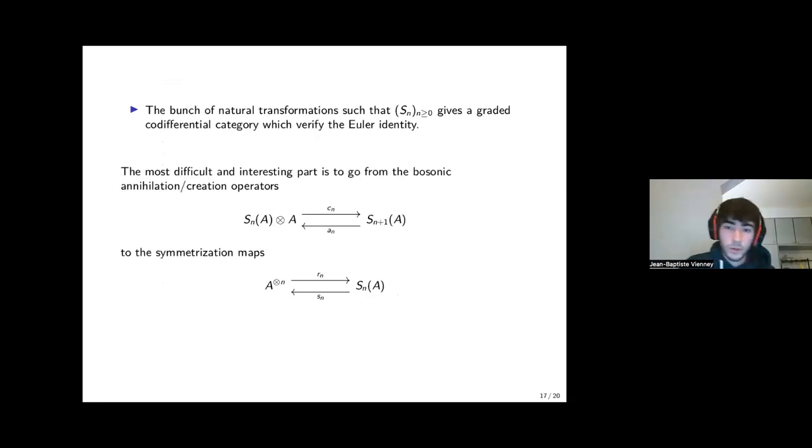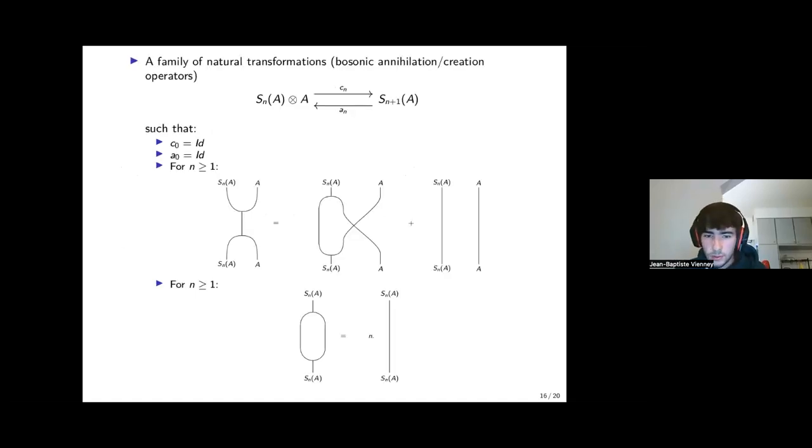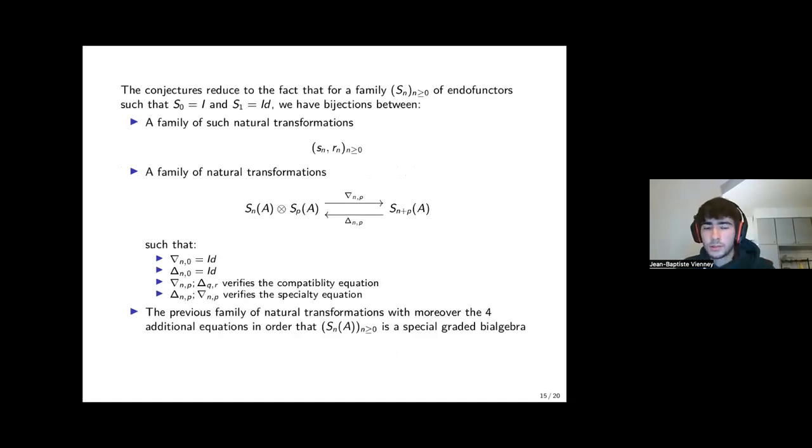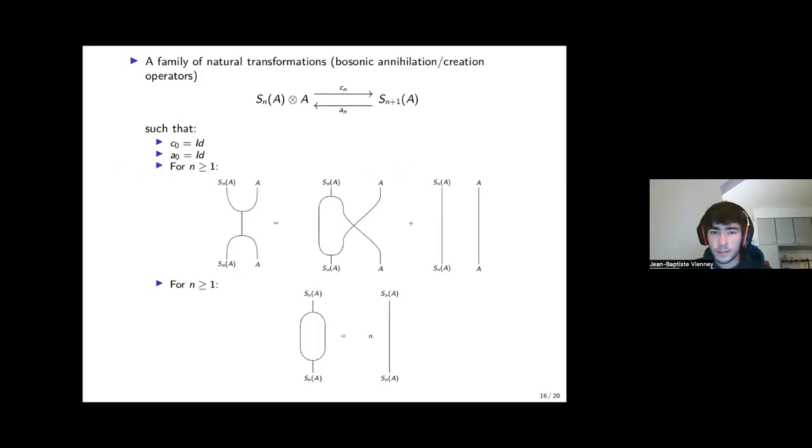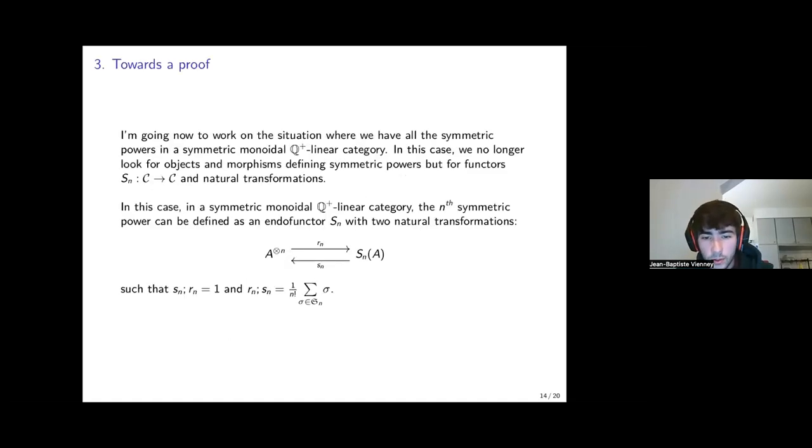And also, if we have all the bunch of equations defining a graded codifferential character n, which verifies the Euler identity, it must also give you the n-th symmetric power. So in these conjectures, you see, really the thing is that when you have one of these kinds of natural transformations, you have a trivial way to define another set of natural transformations, like you combine them in the most natural way. And the most difficult part is to go from the creation and annihilation operators to these two natural transformations, which are in the basic definition of symmetric power.